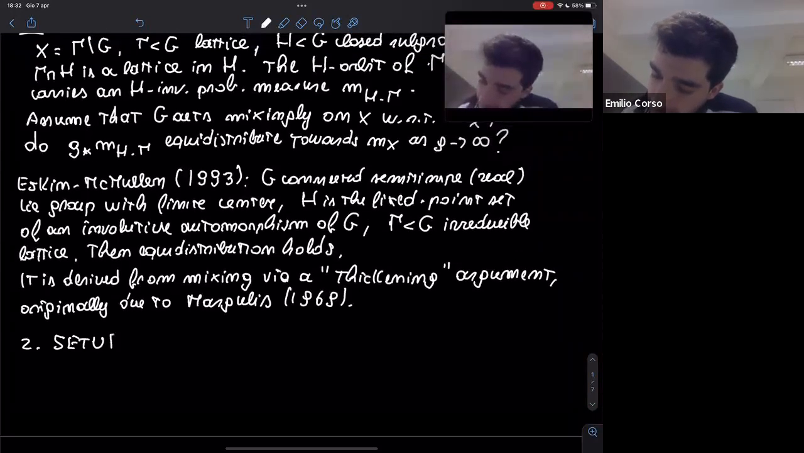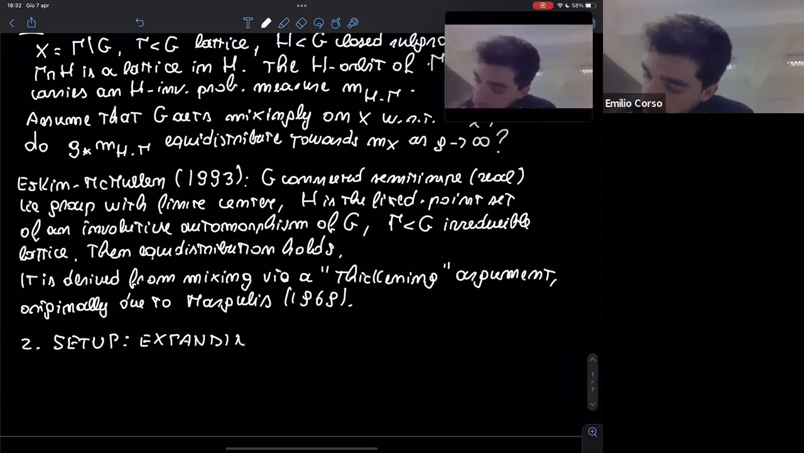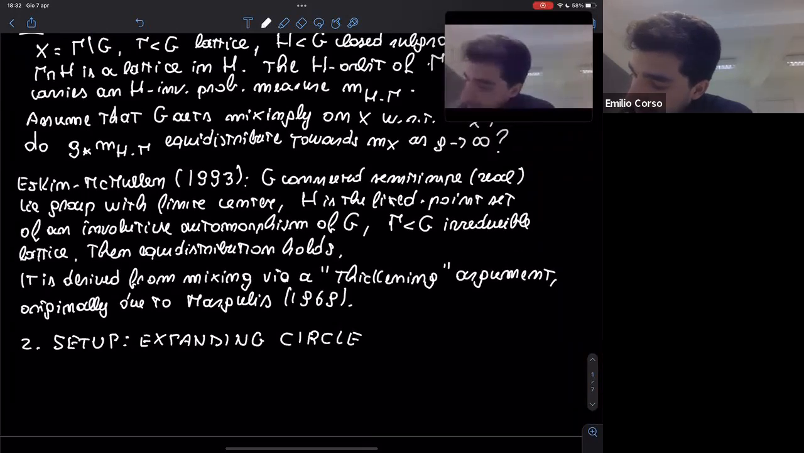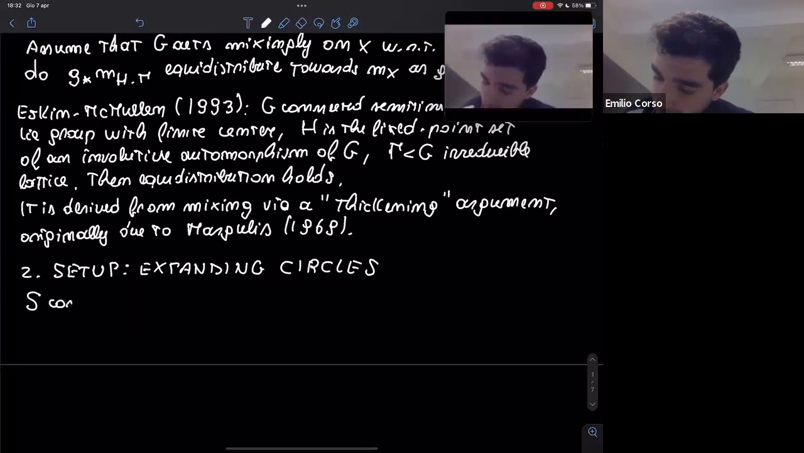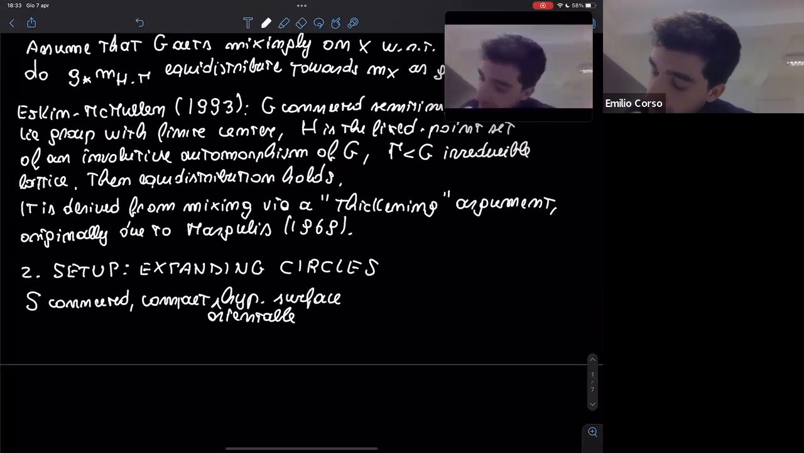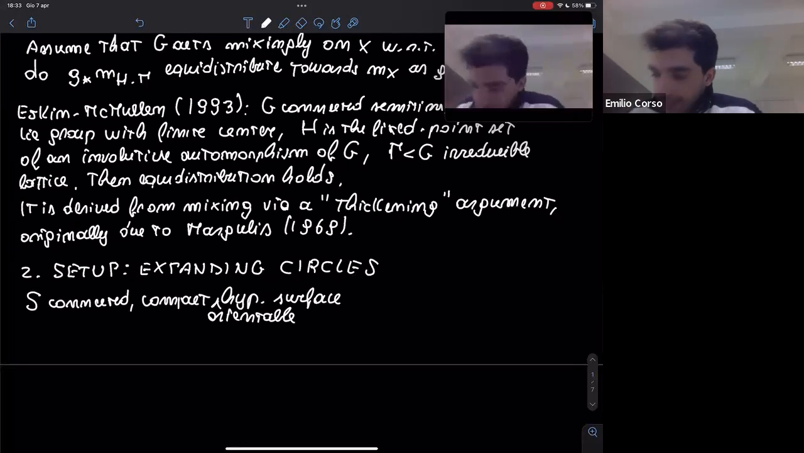of the concrete example that I want to deal with today, which is expanding circles on compact hyperbolic surfaces, or rather on unit tangent bundles of compact hyperbolic surfaces. So let me choose S to be a connected compact orientable hyperbolic surface, which hence has a Riemannian metric, giving it a sectional curvature constantly equal to -1.